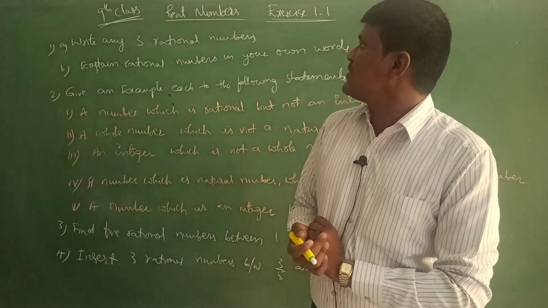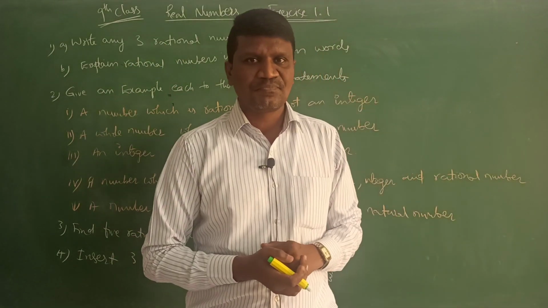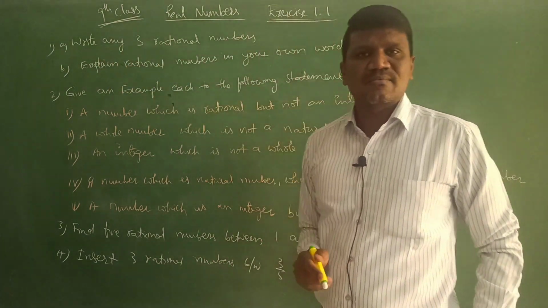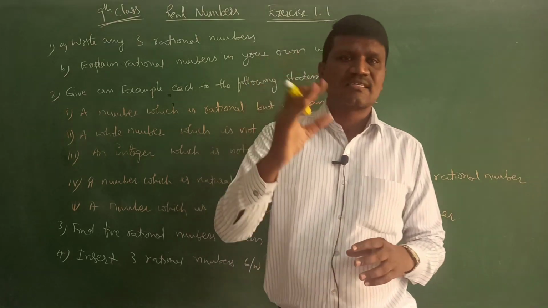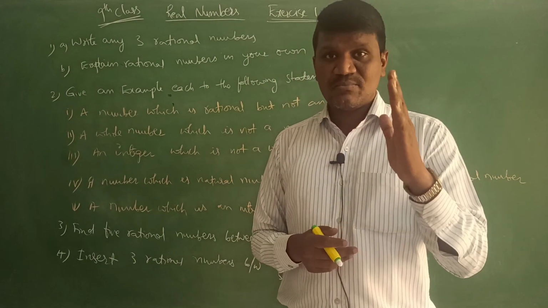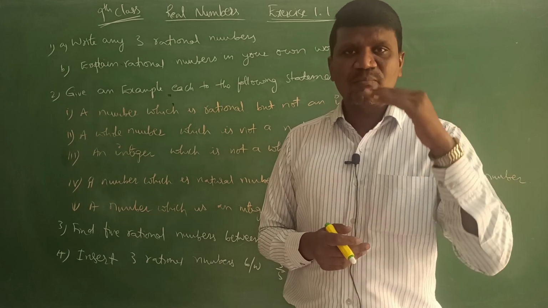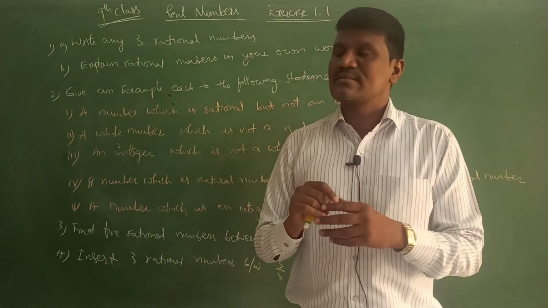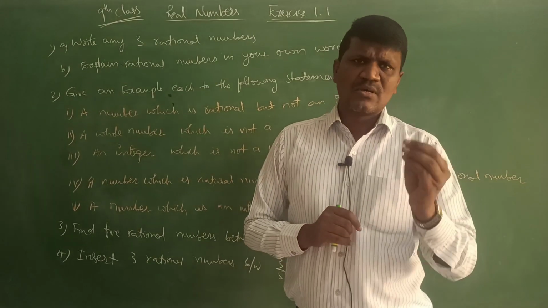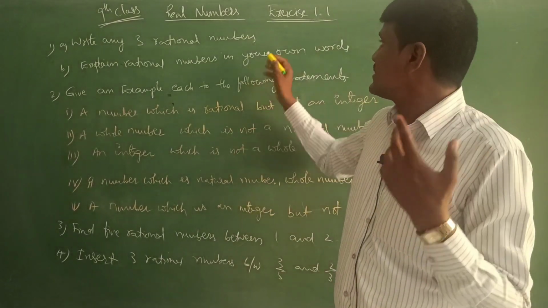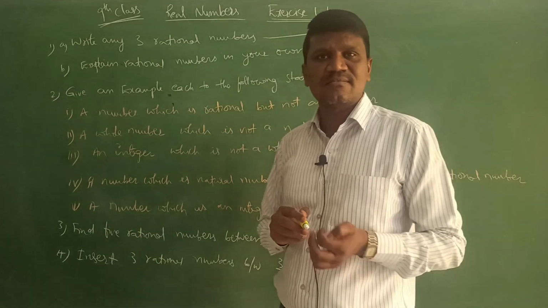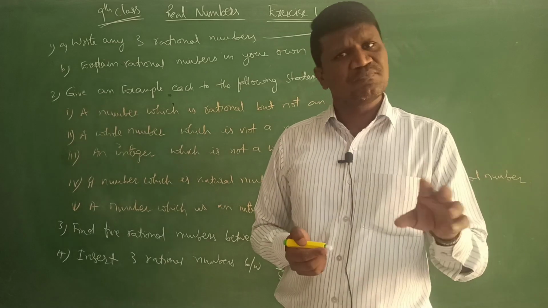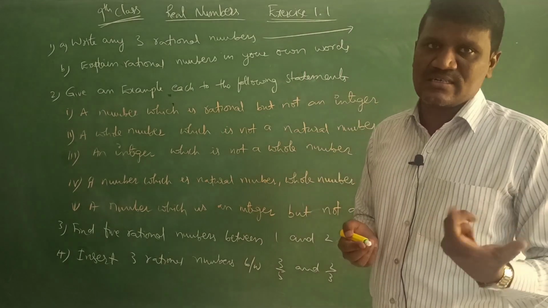So in this exercise 1.1, the first question is: write any three rational numbers. Already we studied what a rational number is. So what is a rational number? A rational number is a number in the form of p by q, where q is not 0 and p, q are integers. So students, you can easily say what are three rational numbers? Can anyone say? You can write any fractions, right? Any fractions are rational numbers, or any integers are also rational numbers, right?